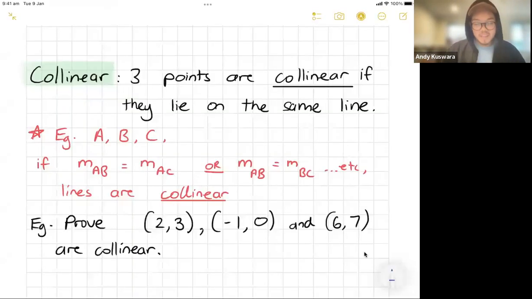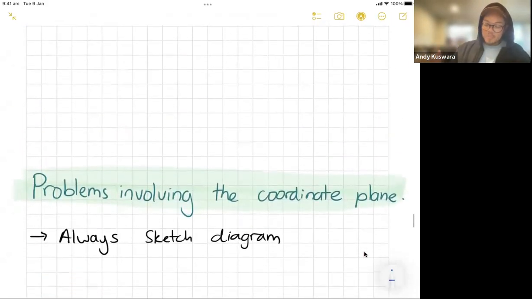Okay, cool. So let's actually talk about the application of all this plane stuff. Problems involving the coordinate plane, anything to do with the coordinate plane, lines, gradients. Generally, where possible, you'll always sketch a diagram. Even when we talk about letters later on, you'll always want to sketch a diagram.